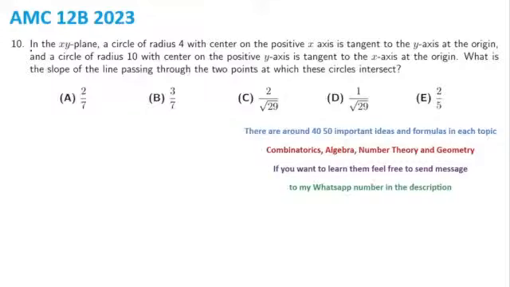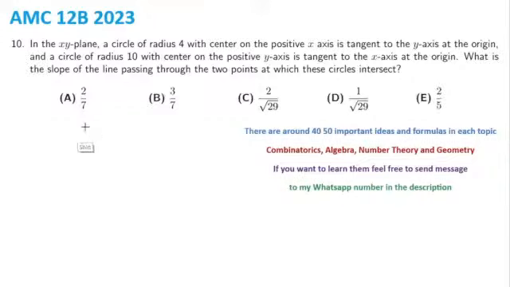AMC 12B 2023 problem 10. In the xy plane, a circle of radius 4 with center on the positive x-axis is tangent to the y-axis at the origin. Okay, let's draw this circle. Let me first draw this one.